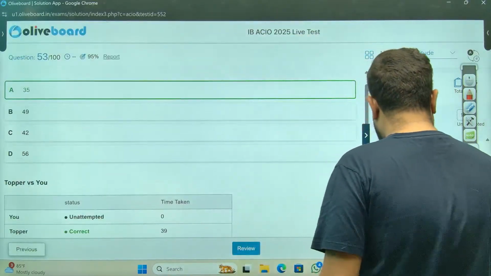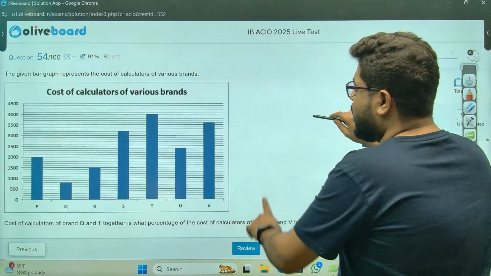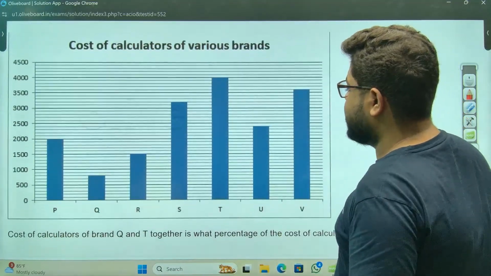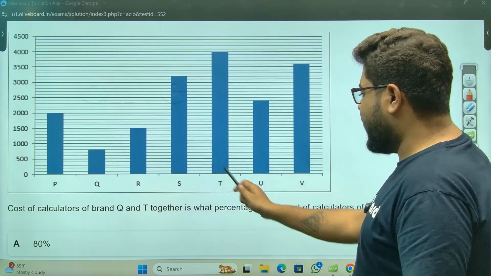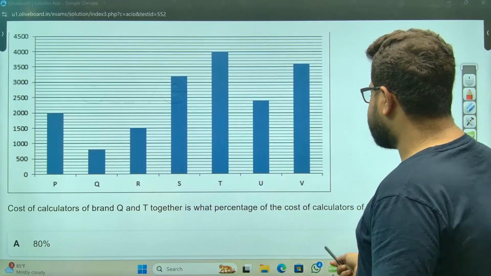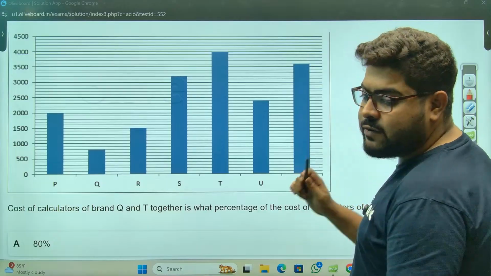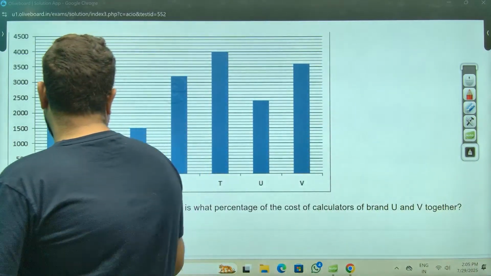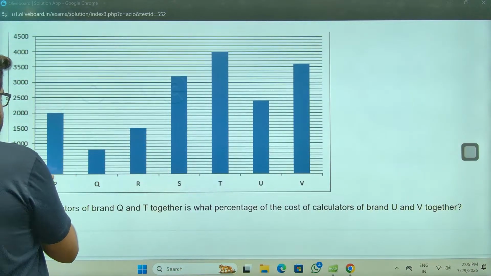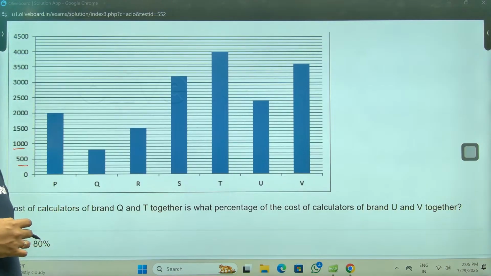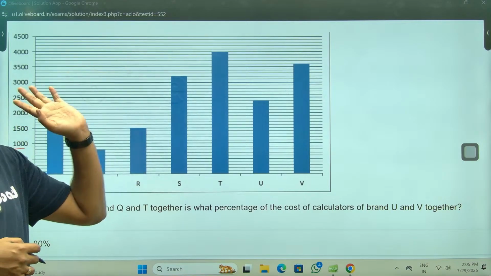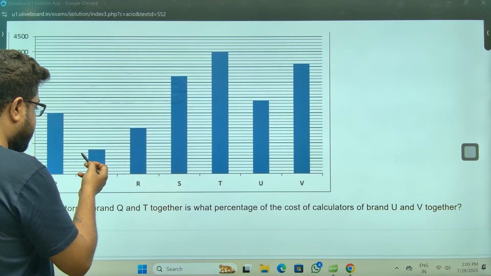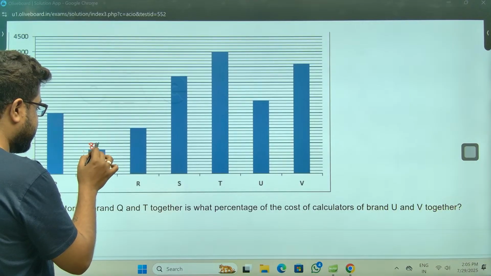Okay, sir. The cost of calculators of various brands. Cost of calculators of brand Q and T together is what percentage of cost of calculators U and V together? Q and T. Sir, you see 500 and 1000. I hope you guys can see this. 500 gap, and there are 5 lines or 5 gaps. Every gap is 100. So this is 1 gap, 2 gap, 3 gap. That means this is 800.